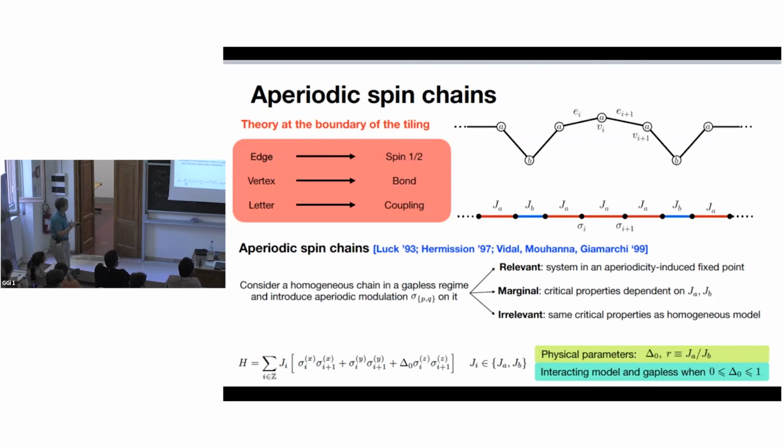And now there's relevant, marginal and irrelevant deformation. So in the irrelevant case, the model has the same critical properties as the homogeneous one. But of course, the most interesting one is to get a relevant deformation. Okay, and then we looked at an XXZ spin chain that you generate in this way.